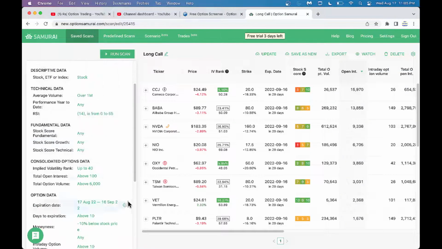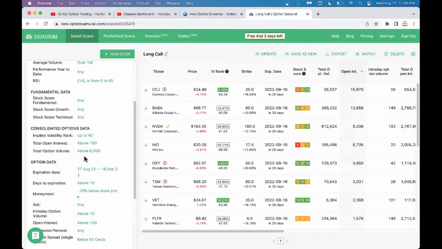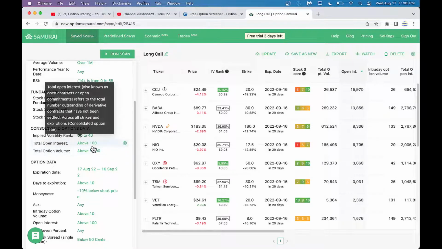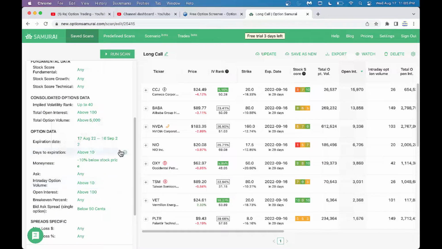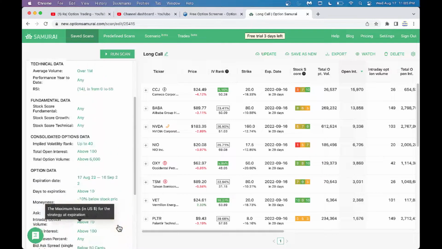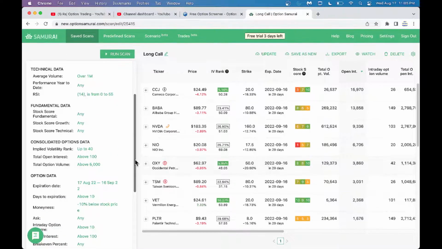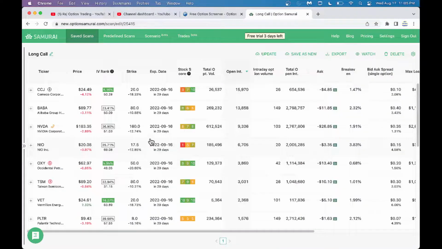Fundamental score, I said any for this scan. I want volatility not too high, up to 40, open interest above 100, and we got expiration and so on and so forth. We got a nice set of stocks here. I could collapse all these things. Look, we got CCJ here, Cameco. As you can see here, it's doing very well.